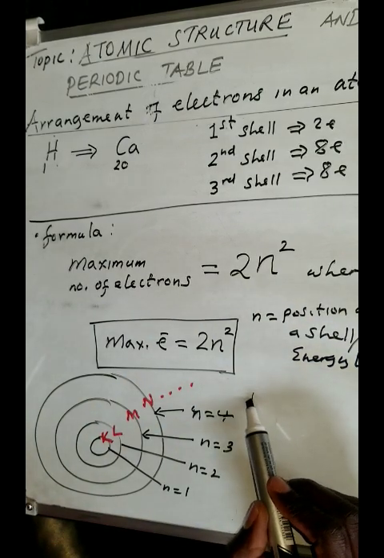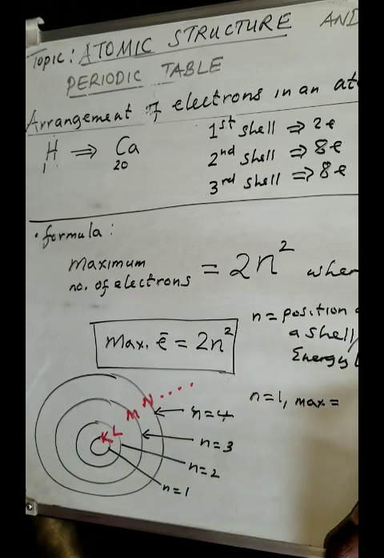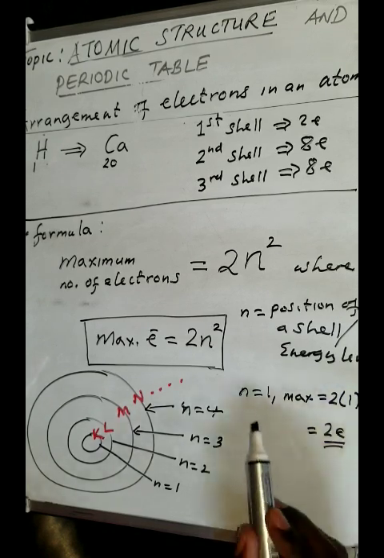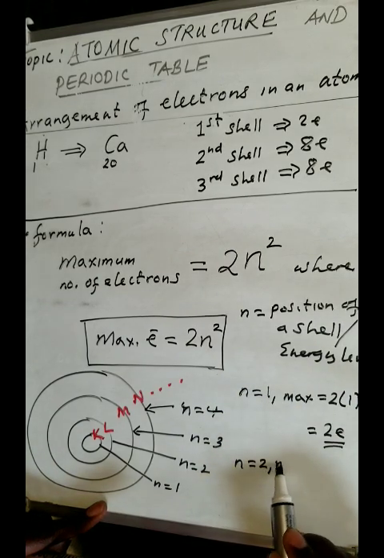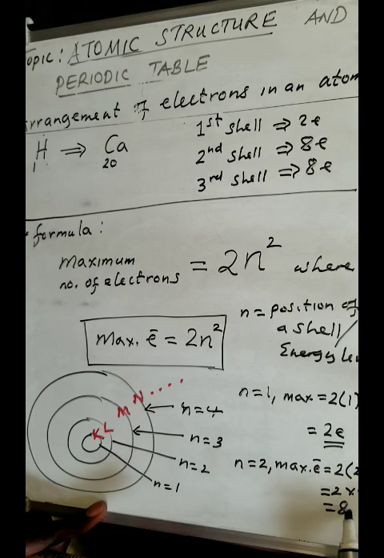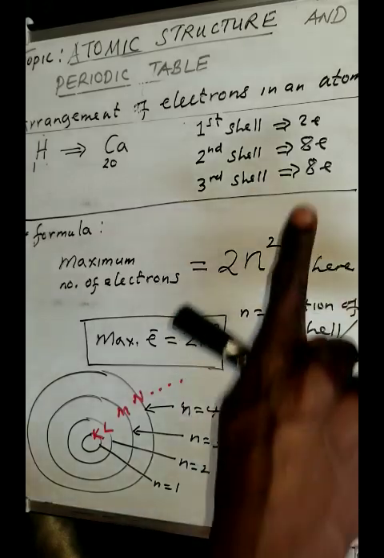For example, if my n is equal to 1, what is the maximum number of electrons that would be occupied? It would be 2 multiplied by 1 raised to the power 2. 1 raised to the power 2 is 1, times 2 gives you 2 electrons. So in the first shell, it can only accommodate 2 electrons. What about when my n is equal to 2? What's the maximum number of electrons that I can have? Again, it will be 2, you substitute n for 2: 2 raised to the power 2 is 4, and 4 times 2 will give you 8 electrons. So the second shell can occupy a maximum of 8 electrons, just like I said.